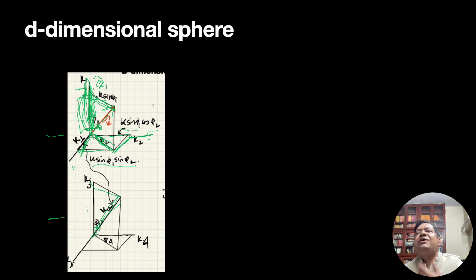Which will be K perp cos phi 3. See, we have K perp cos phi 3, and K perp we already know is this. So here will be k sin phi 1, sin phi 2, cos phi 3. Now this is the projection on the K4, K5 plane, which is going to be sin phi 3. Now again projected along K4 and K5. So this one is along the 5th axis K5 and this is along the 4th axis. So this is how we project it.